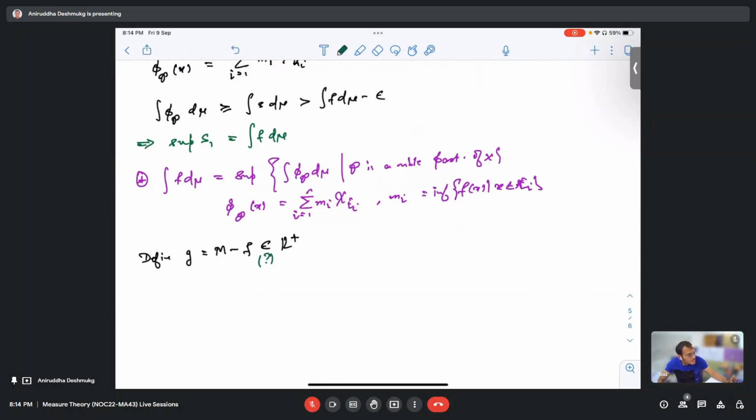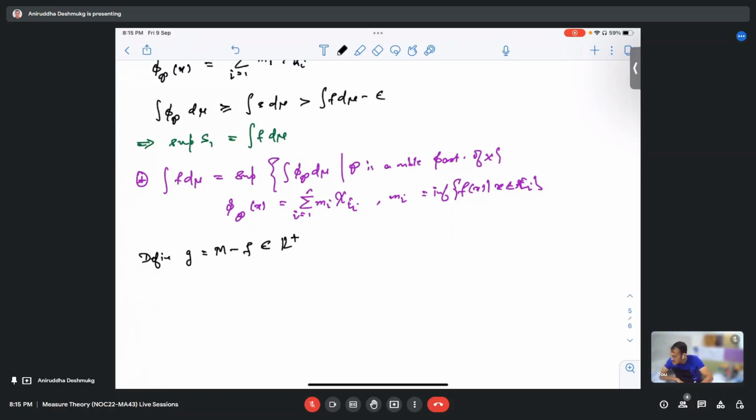Yes, because we have defined g equal to capital M minus f, where M is the supremum, actually an upper bound of f. So this is a non-negative function. And why is it measurable? Because f is measurable and M we can take as the constant function. A linear combination of two measurable functions is measurable. So this g is measurable, right?